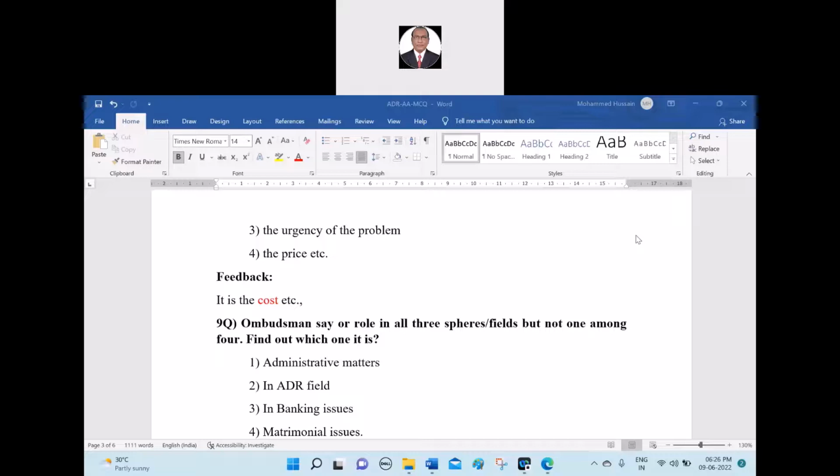Actually, I made it very easy. I would like to keep it complicated, sir. Banking issues, sir? No, in banking issues, the ombudsman is there. I said not. So not means matrimonial issues, where the ombudsman will not be there. But I would like to keep company matters, but I don't know whether the ombudsman will deal with company matters or not. So I also had the doubt. That is why I put the matrimonial issue. That makes it very easy to understand the question.